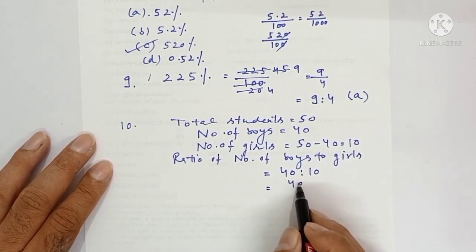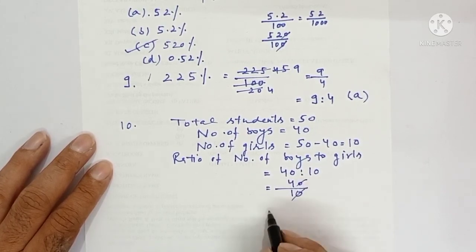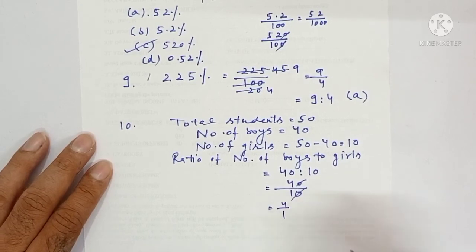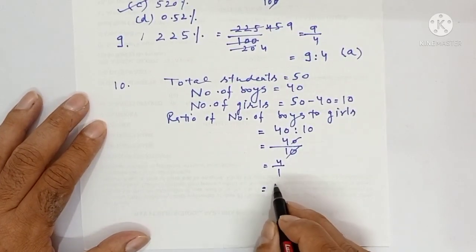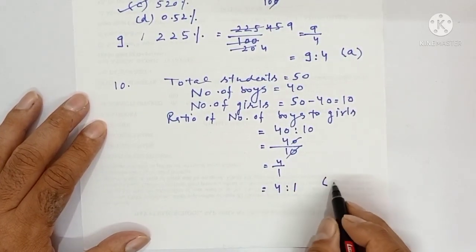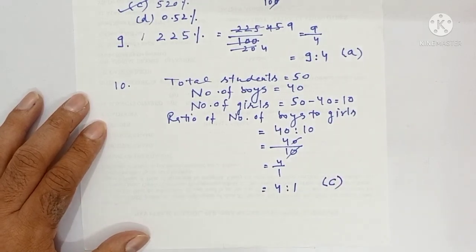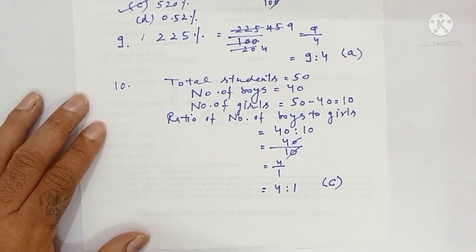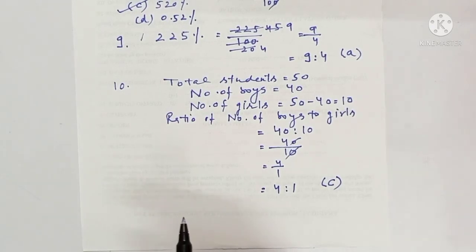So it is 40 over 10. 0 and 0 can be cut. 4 over 1 means the ratio is 4 ratio 1. So here option C is there, right? So this is the weekly sheet number 4. I have solved it. Hope you have understood the solutions of all the questions.